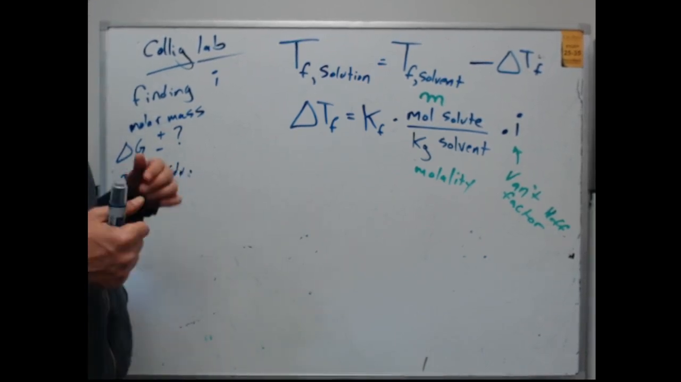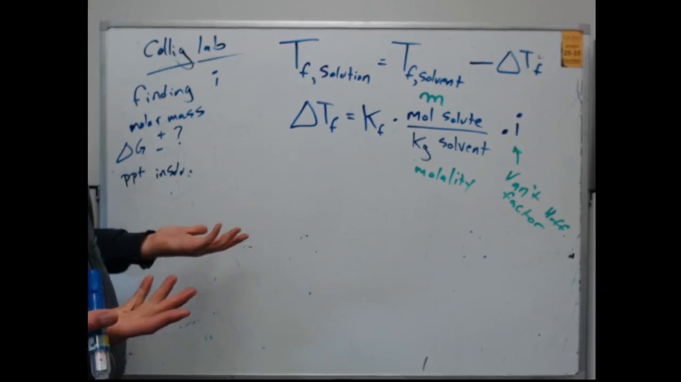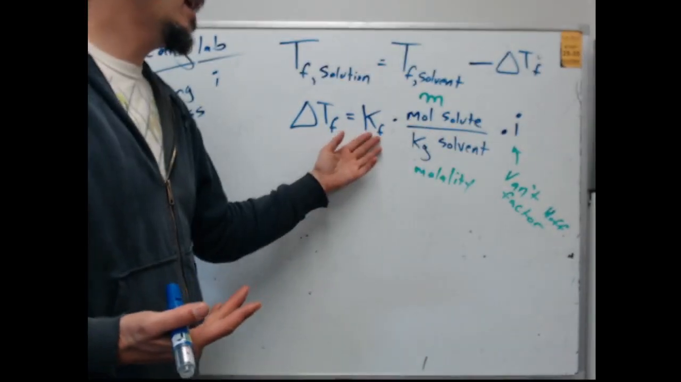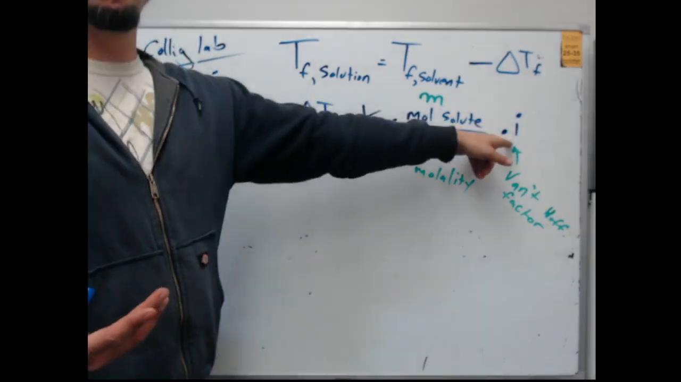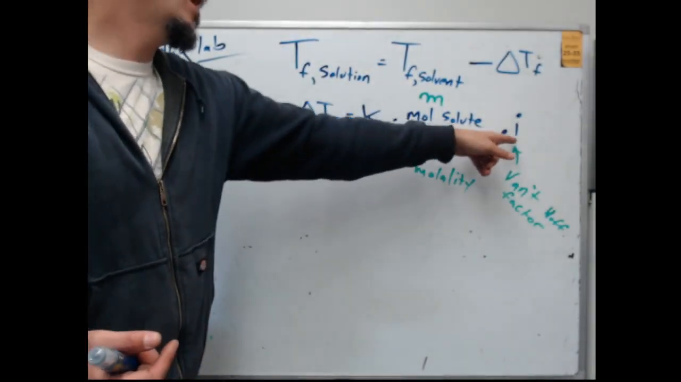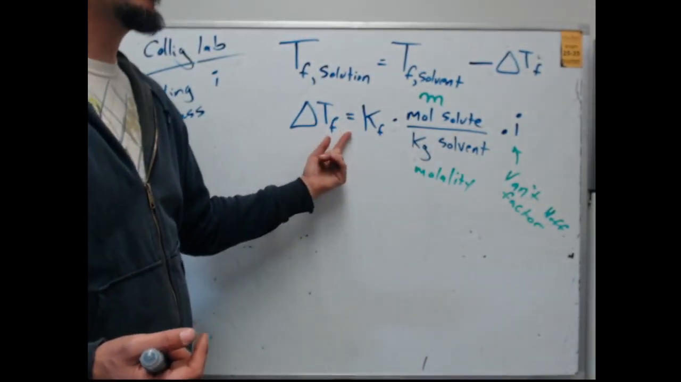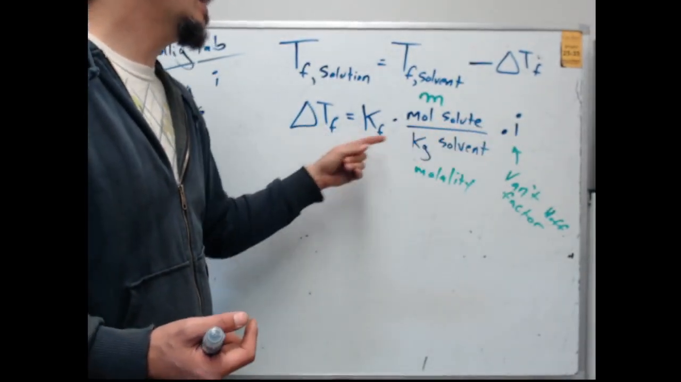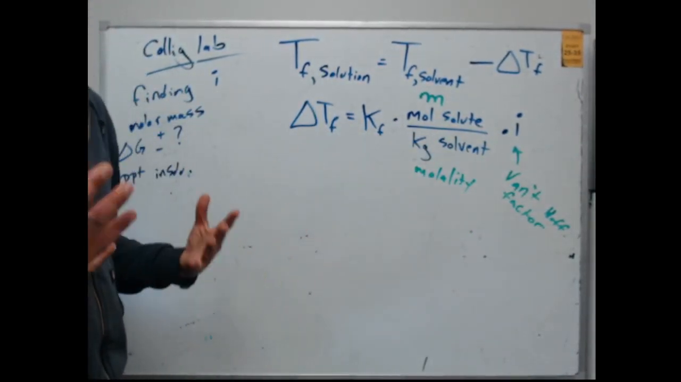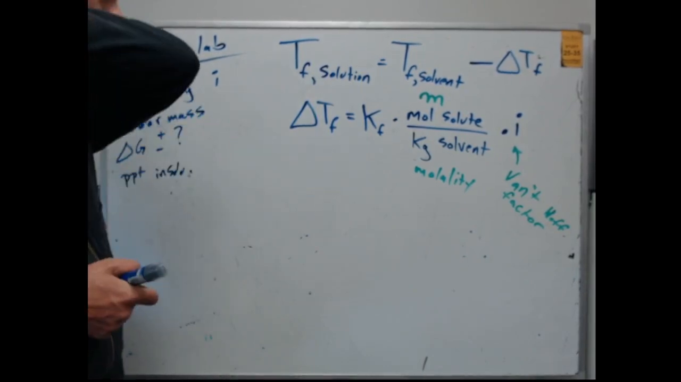Now, the other catch that we run into is this is essentially what we're doing. If we've got Kf and we got the molality, we can solve for i. If we've got i and the molality, we can solve for Kf. If we've got i and Kf, we can solve for the molality. We can do all of this switching back and forth.